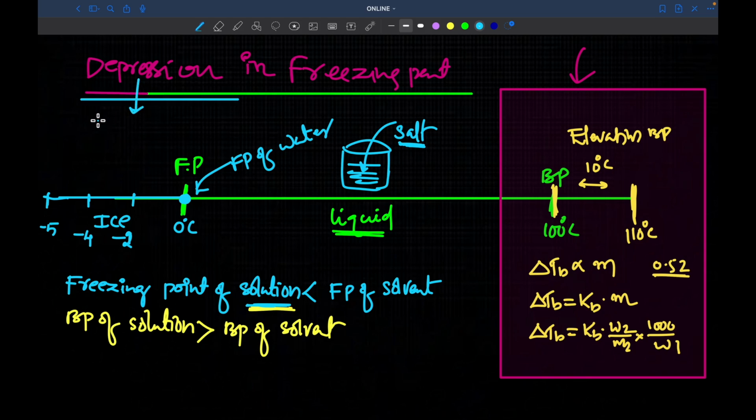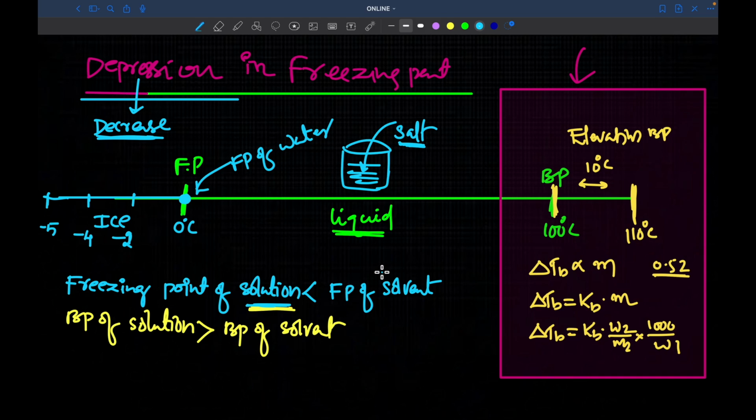What does depression mean? Decrease. The decrease in freezing point is known as depression. Okay, so this is about the freezing point of solvent as well as solution.